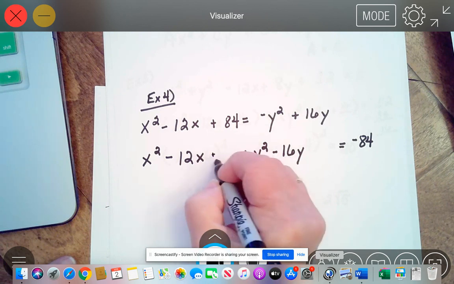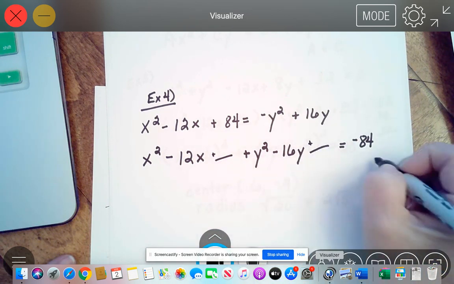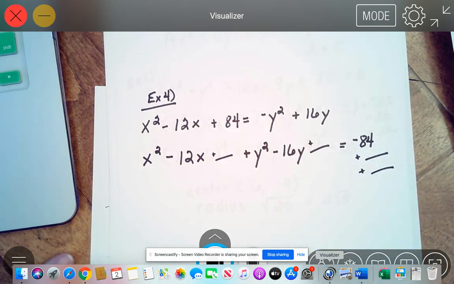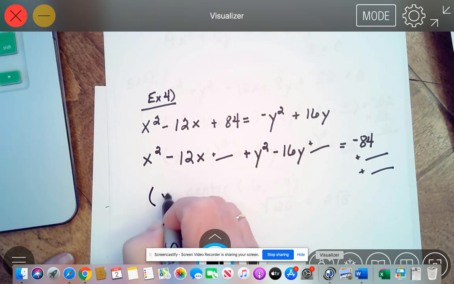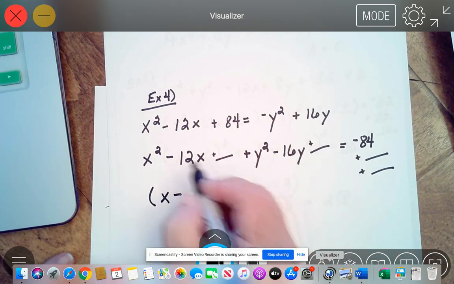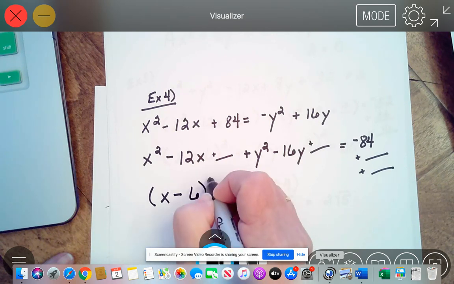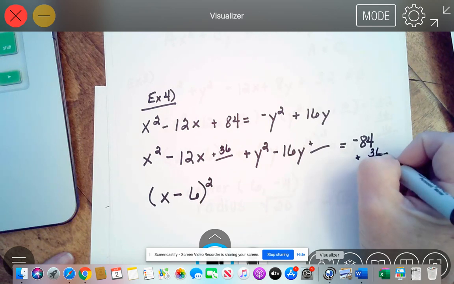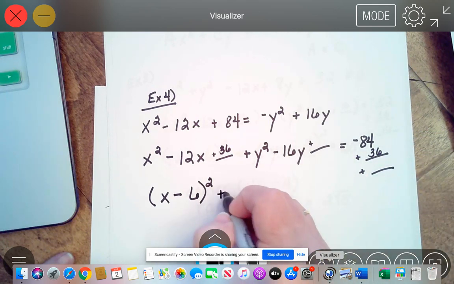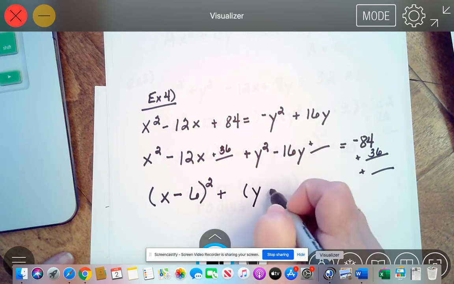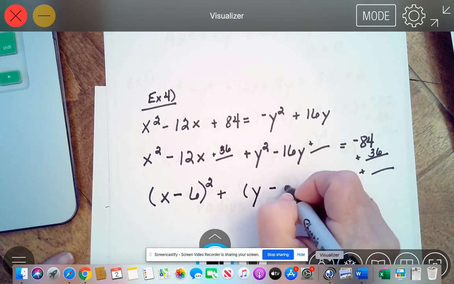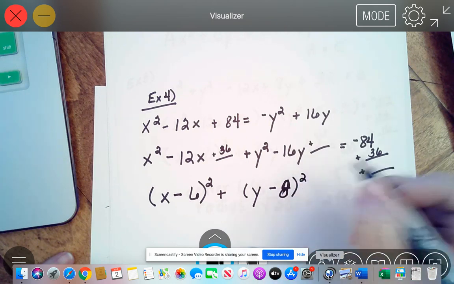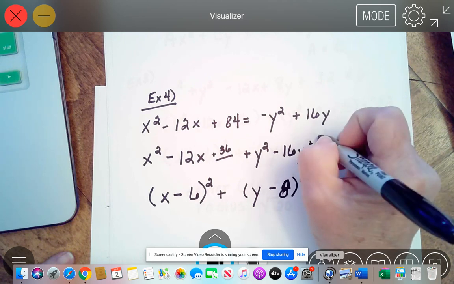Okay, and remember, I'm going to add something here, and I'm going to add something here. So I need to do it on the right side also. I have x. I keep the negative sign. Half of 12 is 6. 6 squared is 36. I have the plus. Here I have y. I have a minus. I'm going to keep the minus sign. Half of 16 is 4. Excuse me, half of 16 is 8. 8 squared is 64.